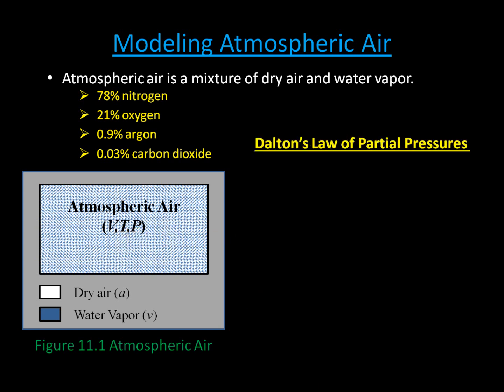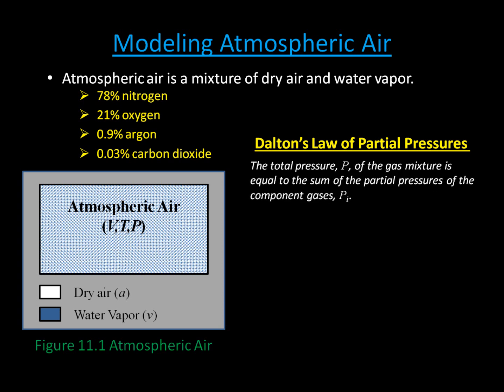Now let's go back and remind you of some chemistry: Dalton's law of partial pressures. That's key to understanding how we model atmospheric air. Dalton's law of partial pressures states that the total pressure of the gas mixture, so of this atmospheric air, is equal to the sum of the partial pressures of the component gases. So the partial pressure of the dry air and the partial pressure of the water vapor.